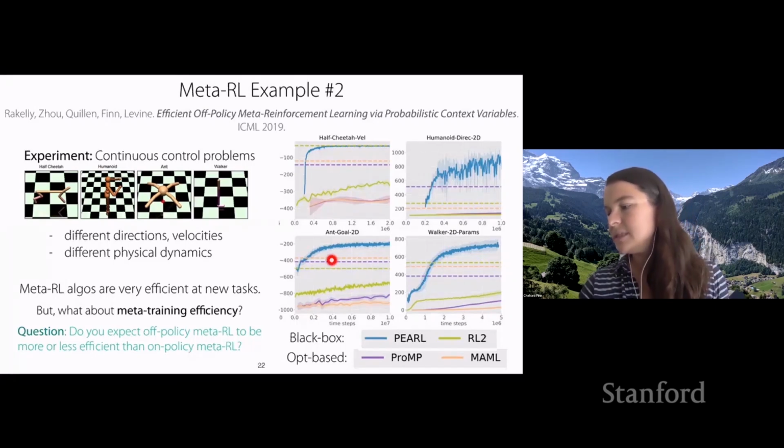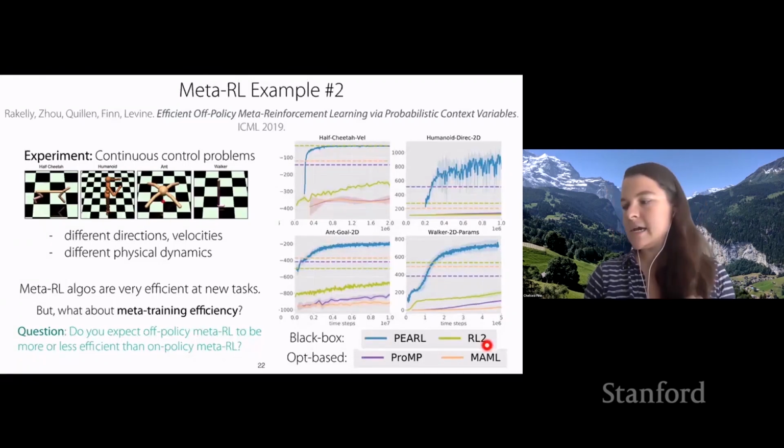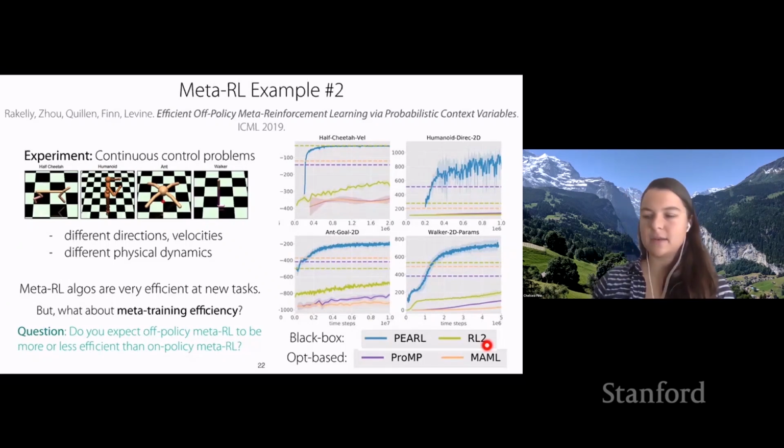These dashed lines are showing the final performance of these three methods. So we also actually see a performance gain in this case. But the main takeaway here is that they're significantly more efficient than on-policy methods.